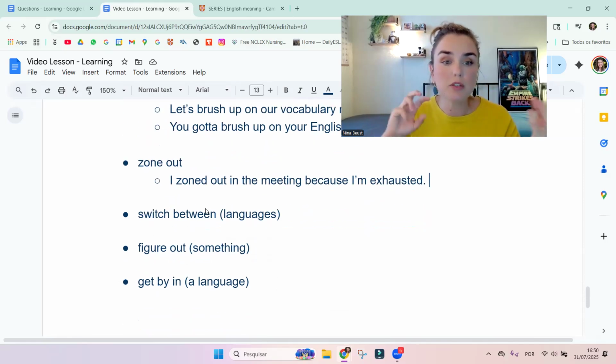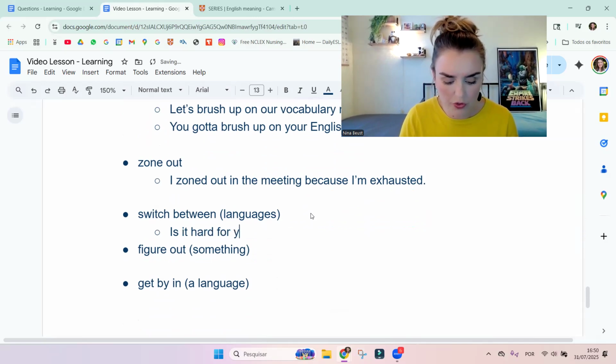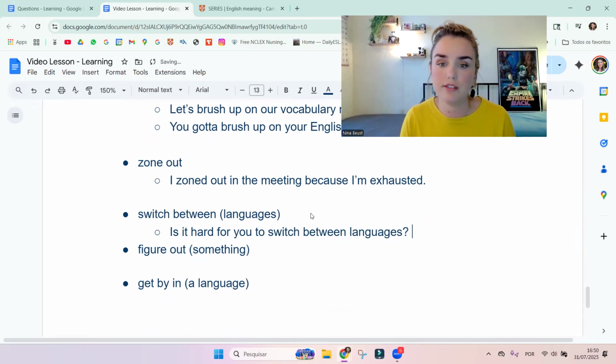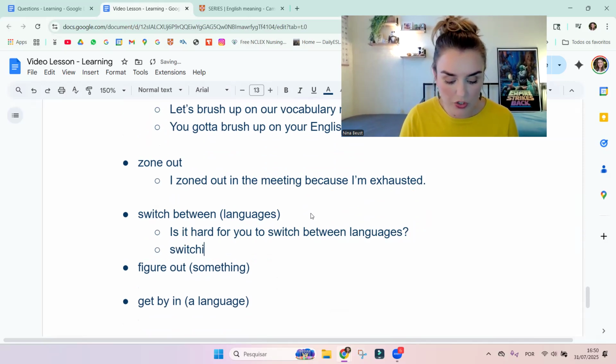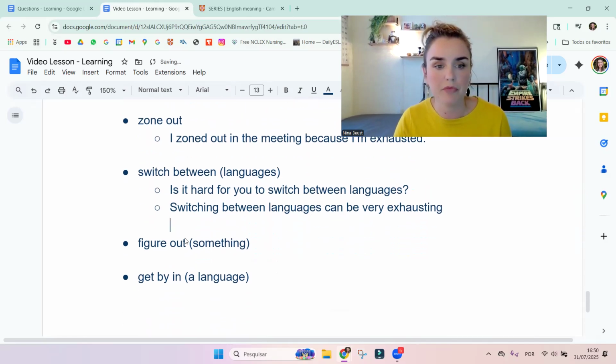And switching between languages, right? So if you are bilingual, you are more likely to switch between languages. Is it hard for you to switch between languages, right? Switching between languages can be very exhausting.